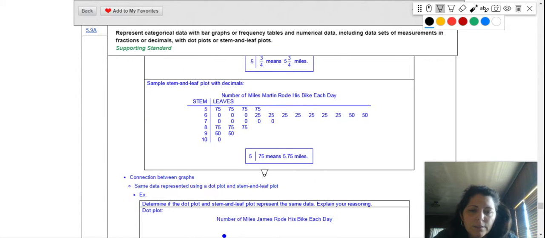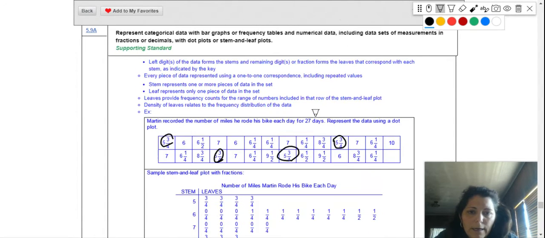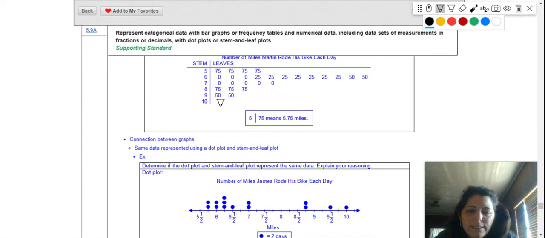Now, here it is also depicted in decimal form. 5 and 75 hundredths, 5.75 means 5 and 75 hundredths miles. So you can put it in a decimal or a fraction format. So how many occurrences happened? Well, up here it said 27 days. So we know there's 27 data points right here. If we counted all the leaves, there would be 27.